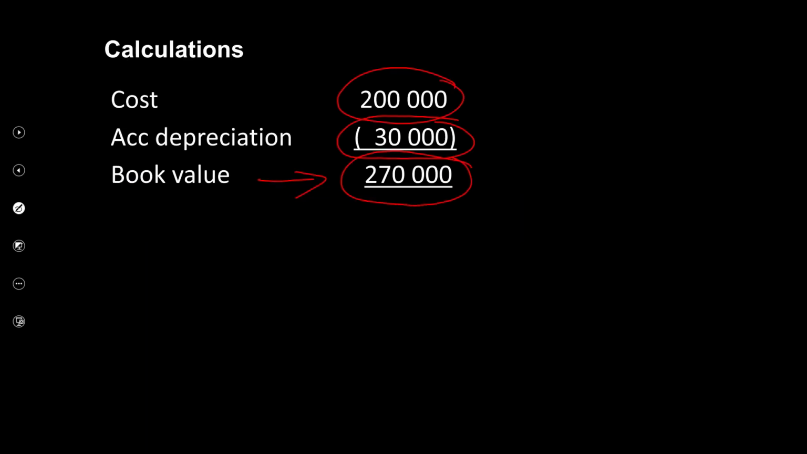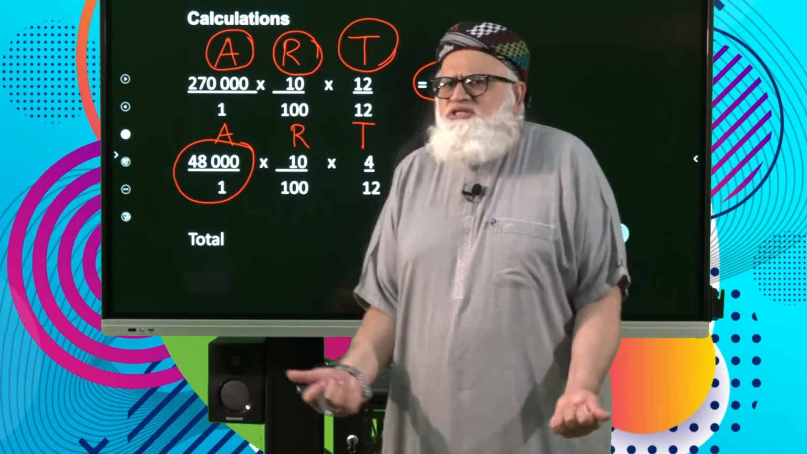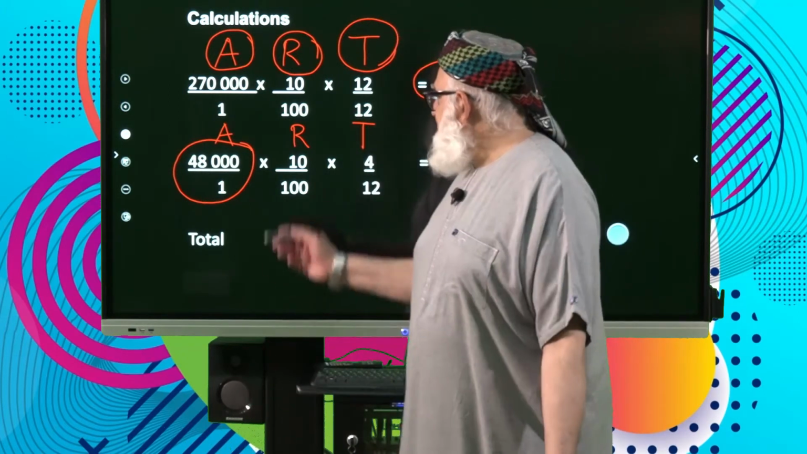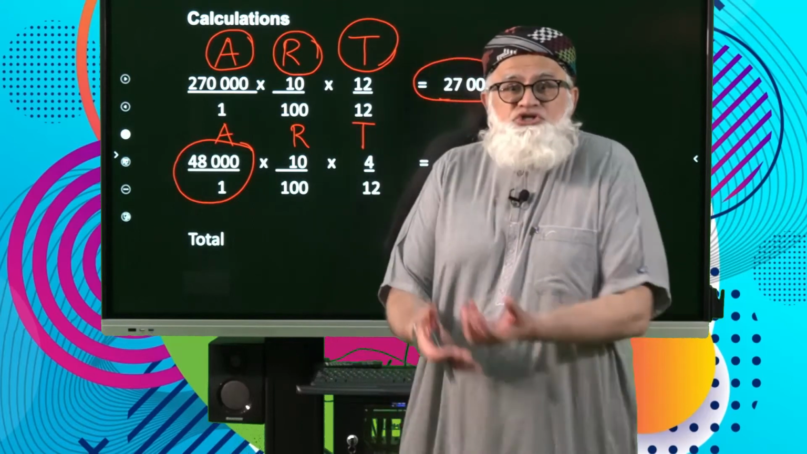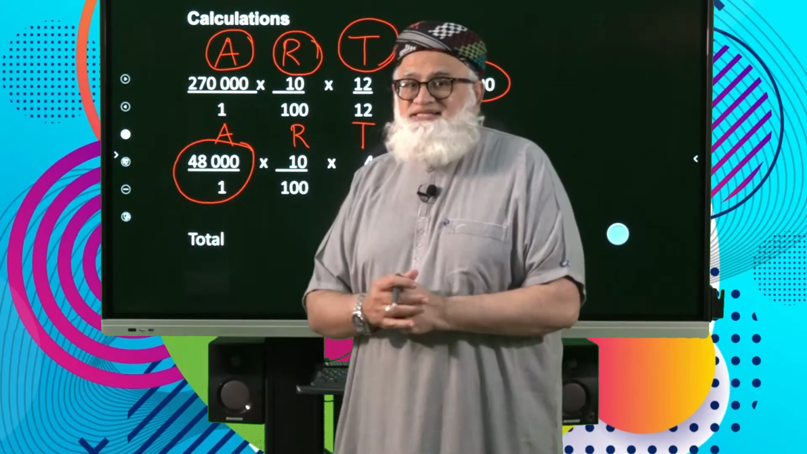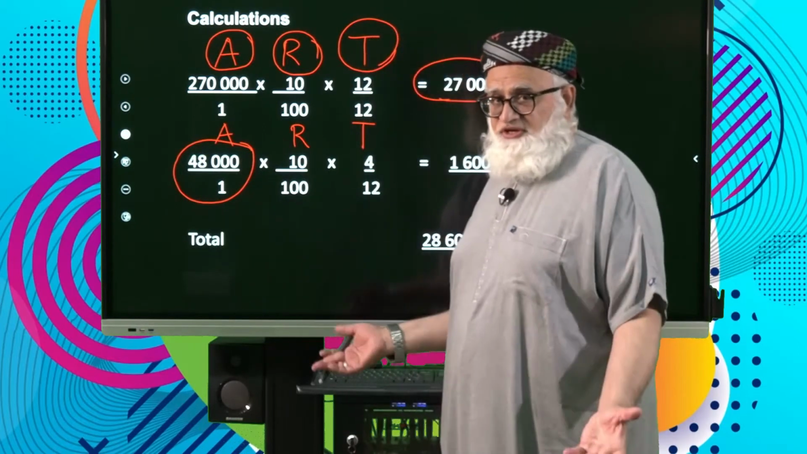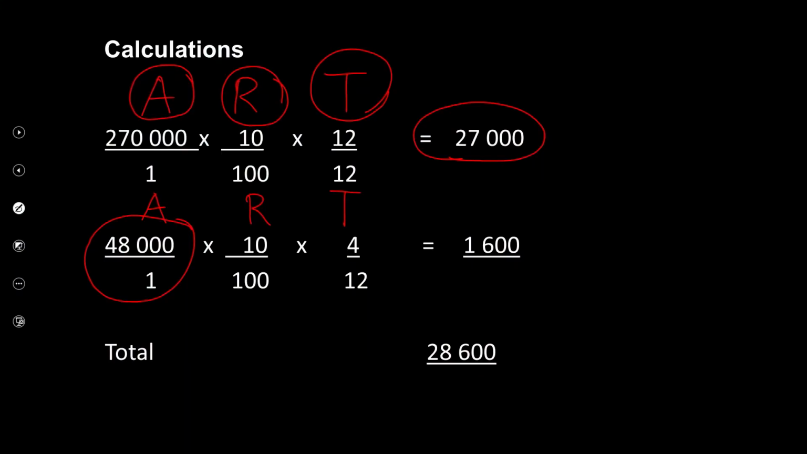Now you can see how important it is to use our ART once again. Notice, there's the amount, 48,000 Rand. Now, the question you may be asking is, why are we using the cost price? It's actually 48,000 Rand minus zero. It's new equipment. It was only purchased this year. It has no accumulated depreciation. Therefore, 48,000 minus the zero, obviously, is 48,000, times your rate, which is 10 over 100, times 4 over 12, and if you do this calculation, you're going to get a figure of 1,600.